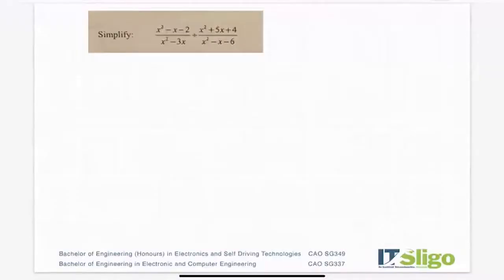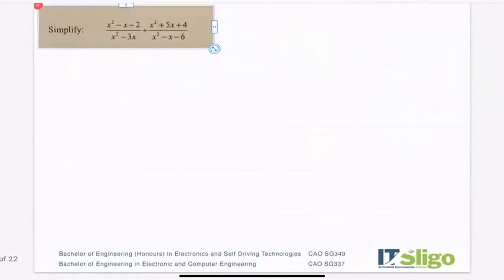Okay, so let's have a look at this algebraic fraction. Simplify x squared minus x minus 2 over x squared minus 3x, divided by x squared plus 5x plus 4 over x squared minus x minus 6.